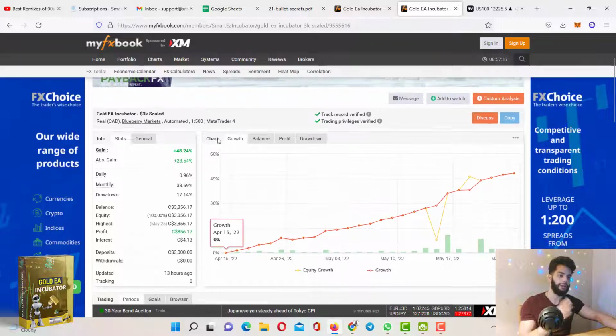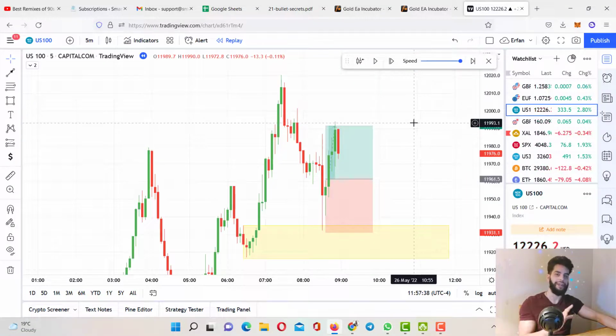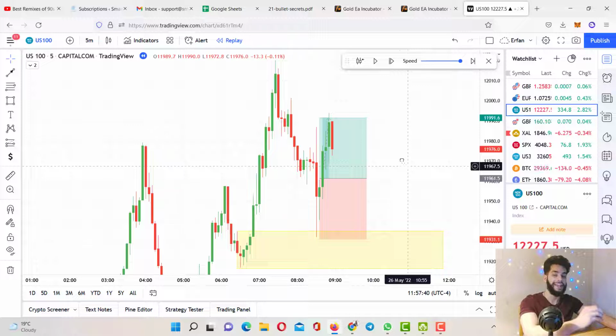This is the second account. $3,000. This is scaled because we deposited more money, and the profit is $856. See, 48.24%, and this is how it's done, guys. It's very beautiful. When you're trading completely hands-free like that, the profits taste way better.